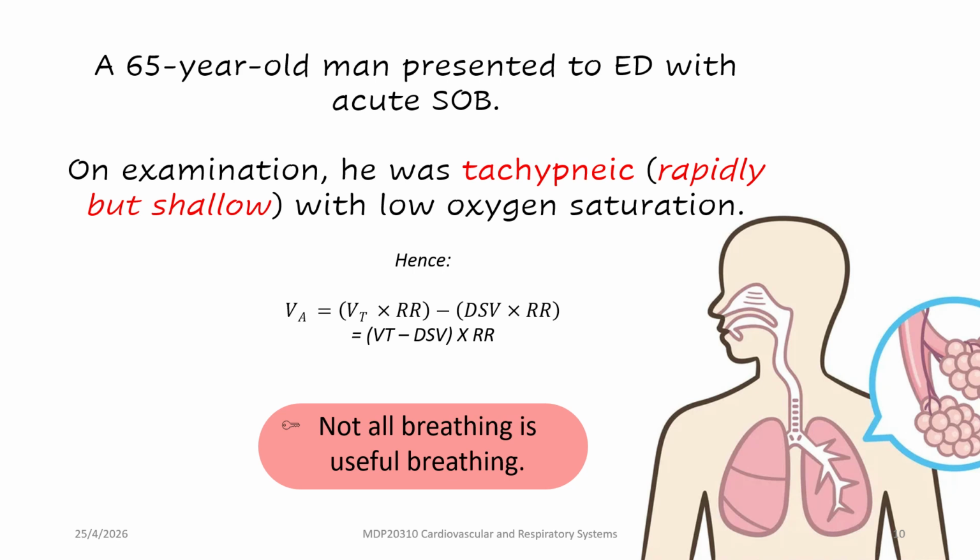So looking at this formula here, VA equals VT times RR minus DSV times RR, where DSV is the dead space volume, the total dead space volume. So increasing the respiratory rate alone with lesser tidal volume will cause a lesser or inefficient alveolar ventilation, which means more air will occupy the dead space. So the simple answer to this question, whether the gas exchange is efficient or not, is no. So the gas exchange is not efficient, which means not all of our rapid breathing is useful breathing.